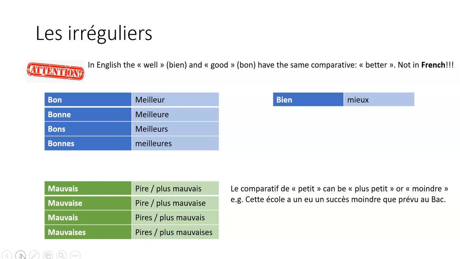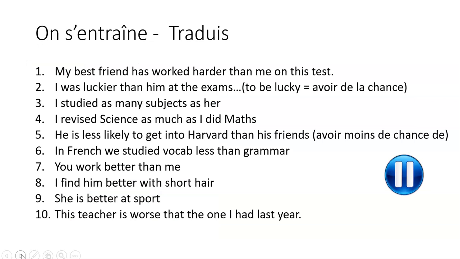C'est le moindre problème. S'il y a le moindre problème, contactez-moi. If there's the slightest, the smallest problem, please contact me. Okay, le moindre problème. You've got the example here, so I forgot about that. Cette école a eu un succès moindre que prévu au bac. Less of a success in the baccalaureate. Okay. So here we go.